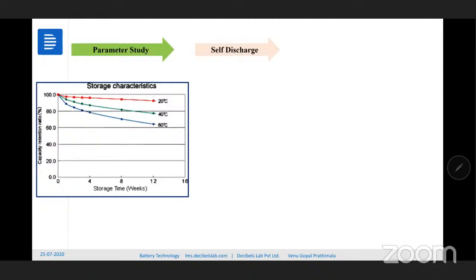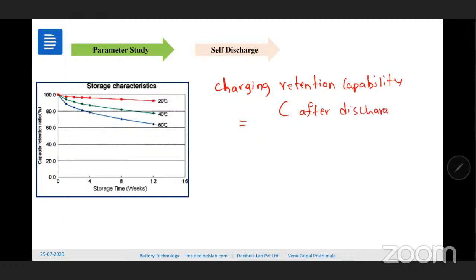So how can we measure this self-discharge? There is a methodology called the capacity retention capability, or charge retention capability. It is the ratio of, I'll write it over here, charge retention capability equal to the ratio of the capacity of the battery after self-discharge, C after self-discharge, by the capacity before self-discharge.